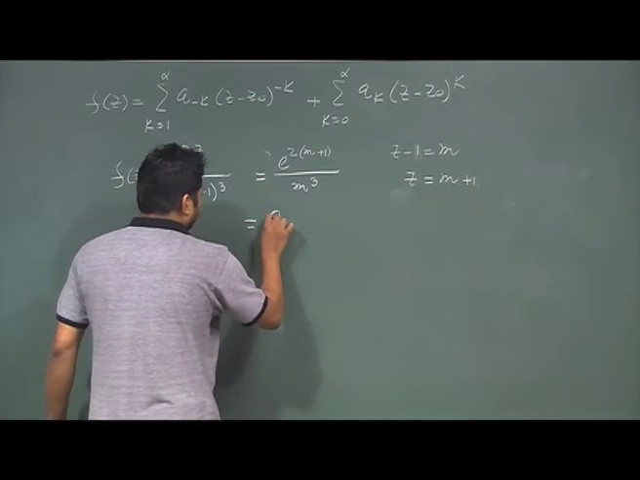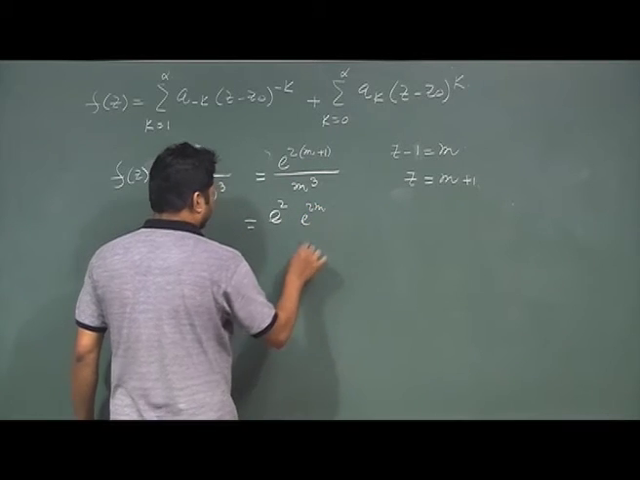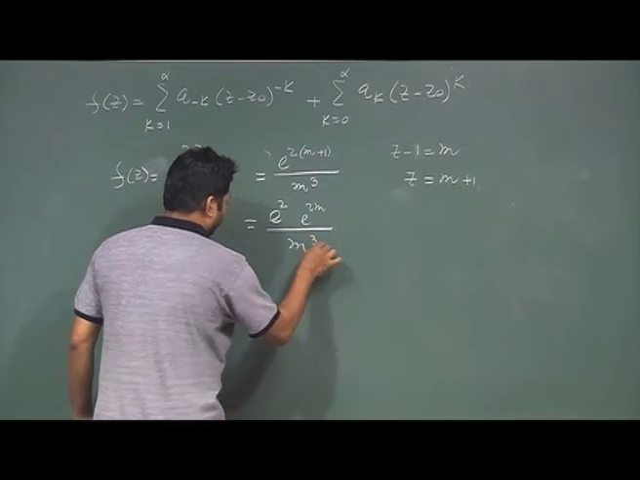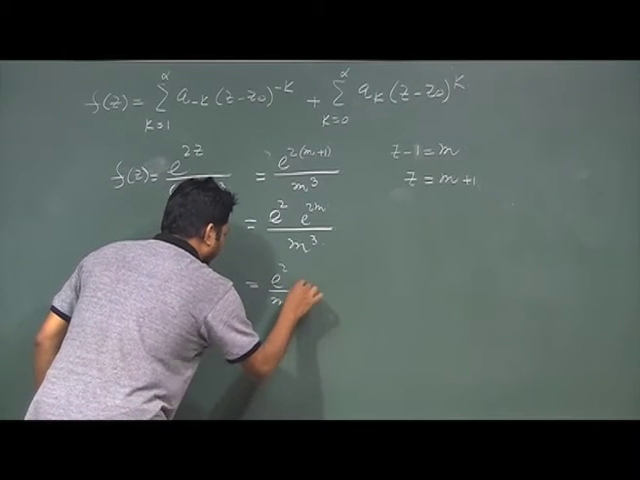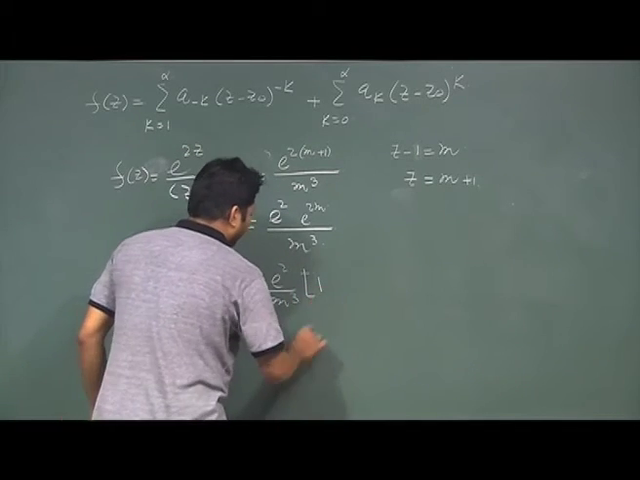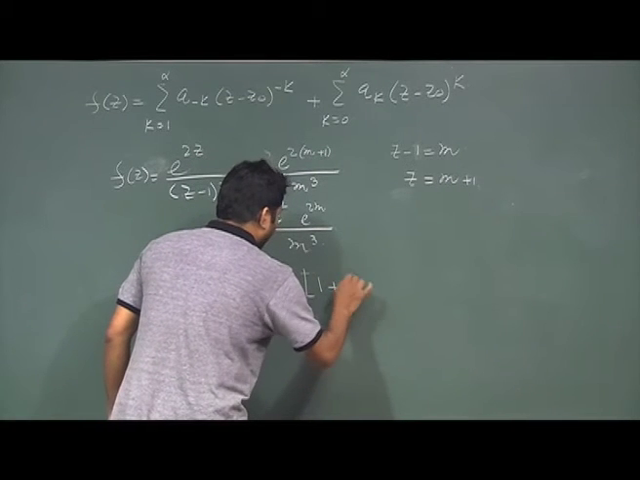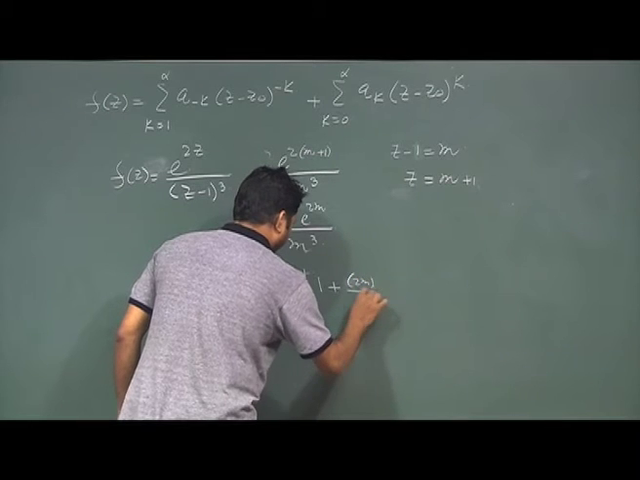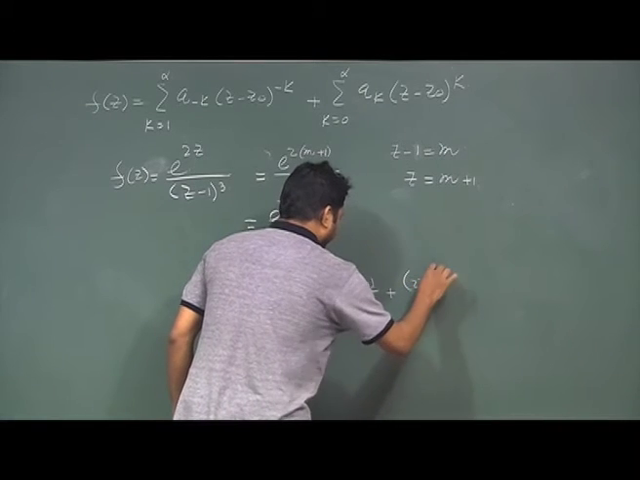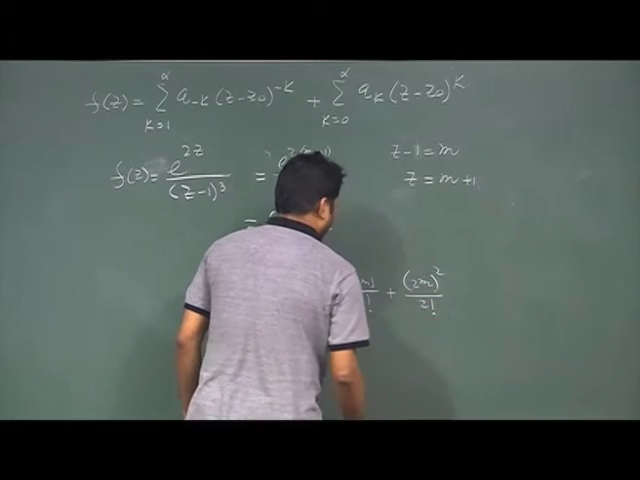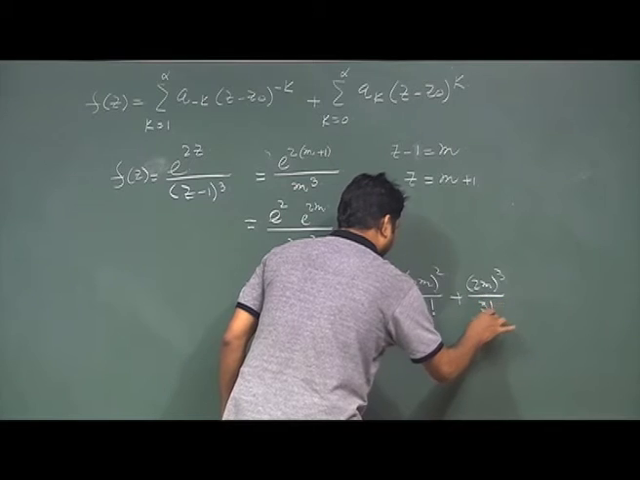Then I will have e to the power of 2 multiplied by e to the power of 2m, divided by m cube. Then I can expand. So, e to the power of 2 divided by m cube, and I expand for this. The first term will be 1, the second term will be 2m divided by factorial 1, the third term is 2m square by factorial 2, then 2m cube by factorial 3, and so on.